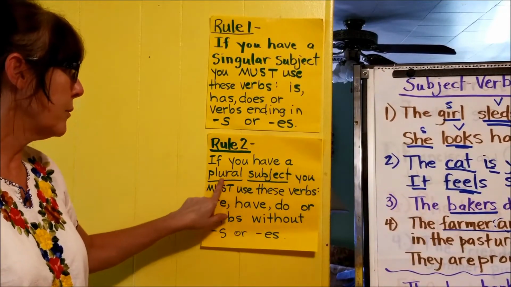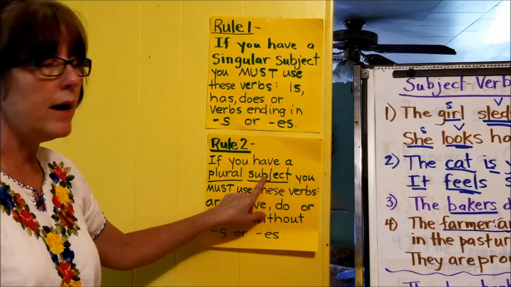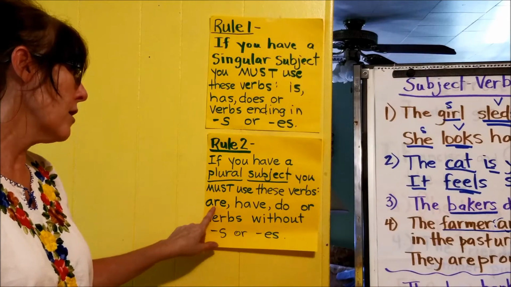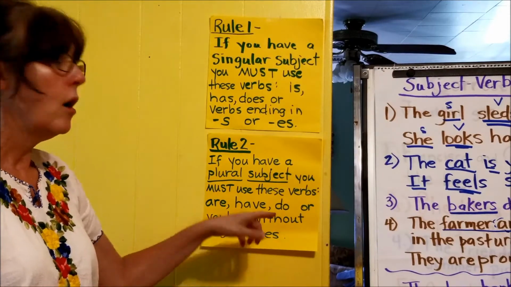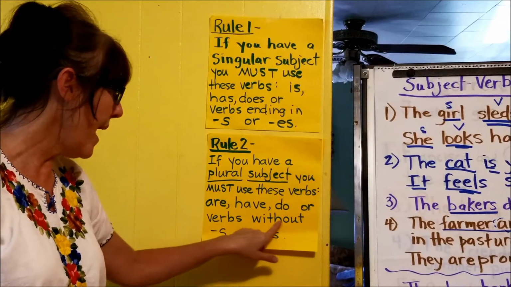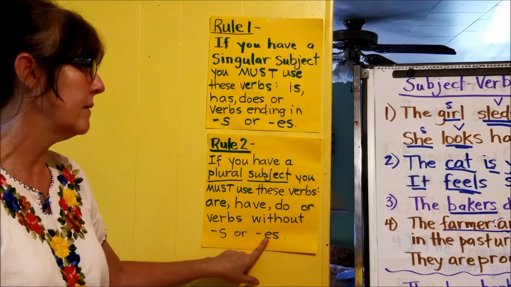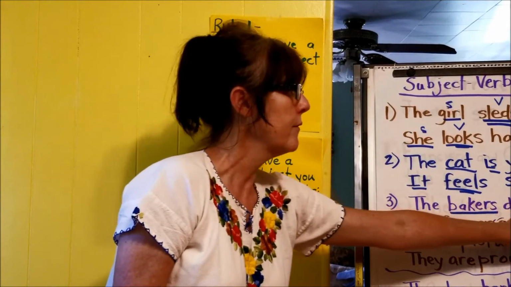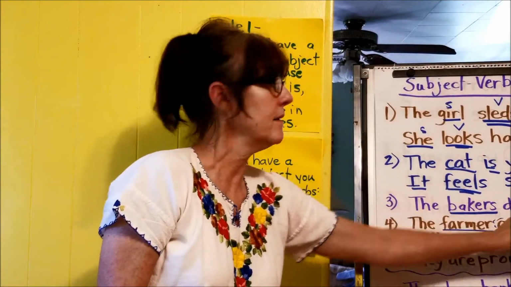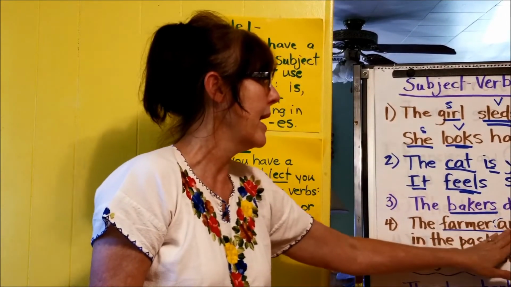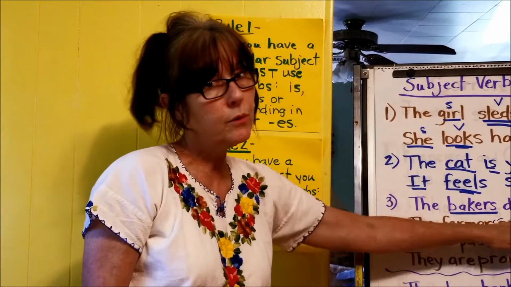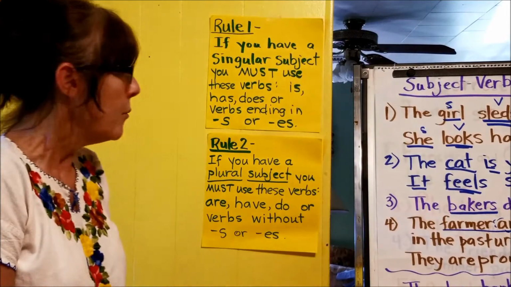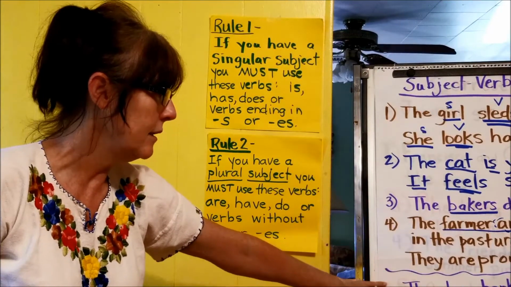Now, rule 2 is about your plural subjects, okay? If you have a plural subject, more than one, you must use these verbs, either are, have, do, or verbs without s or es. That's why when we had the bakers, which was plural, our verb did not have an s. When we had farmer and his cow, which is plural, our verb did not have an s, okay? We can see that again really quickly looking here.